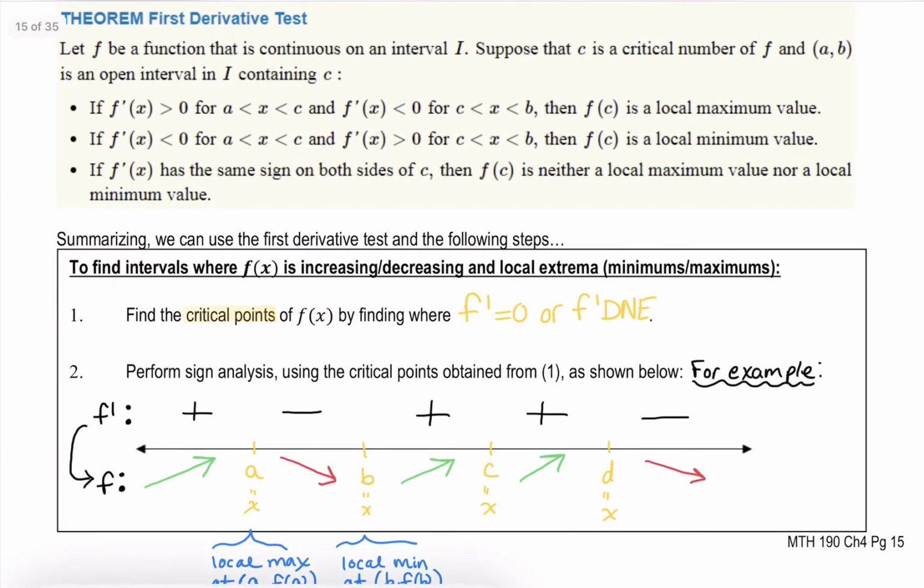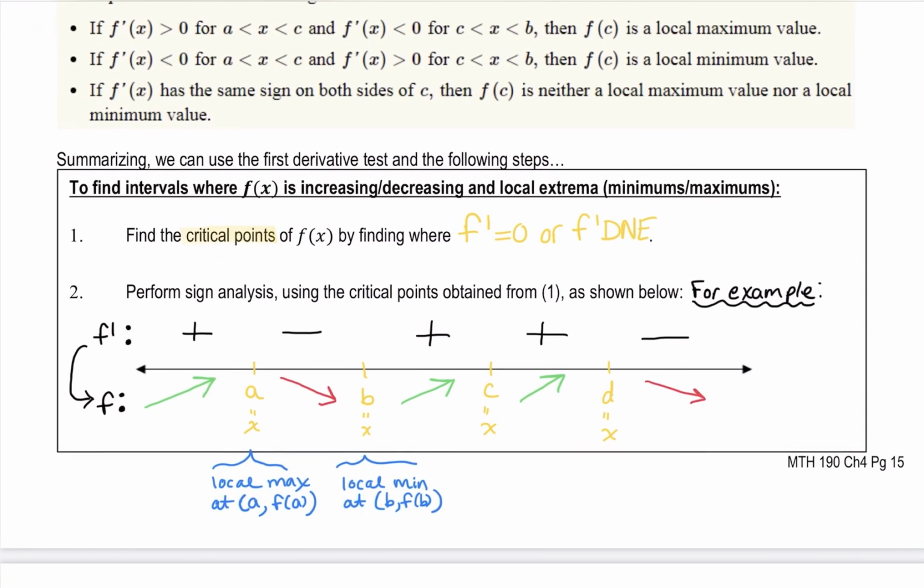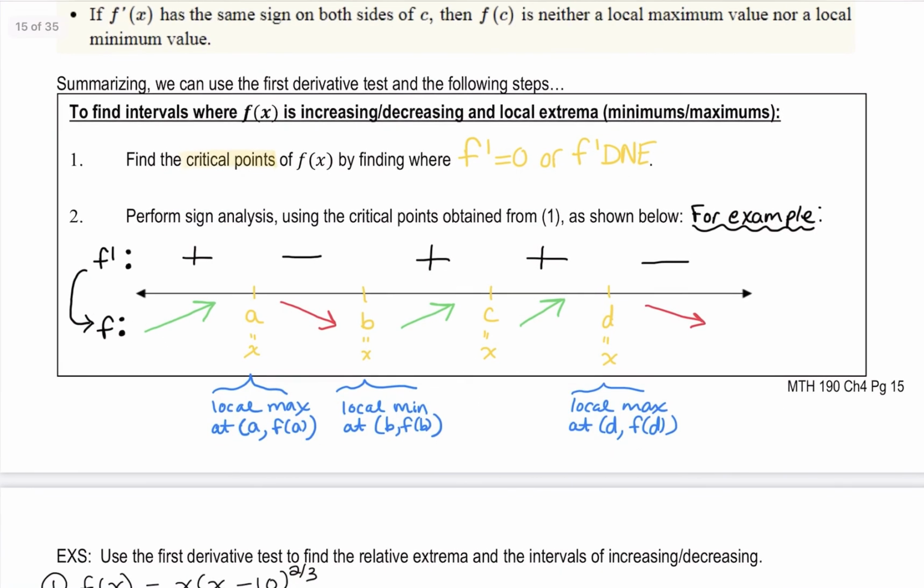And then in this example, we would end with going from increasing to decreasing around x equals d. So we would end with another local maximum. Again, at the x value of d, sub that back into the original function to figure out what that local max is. All right, so this is going to be the process. When we come back next time, we will get into some examples.